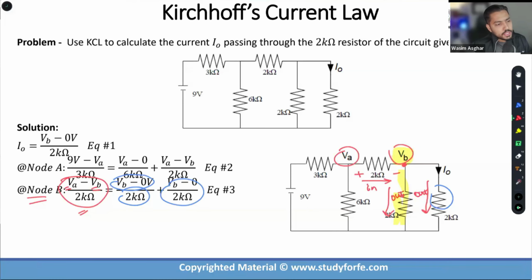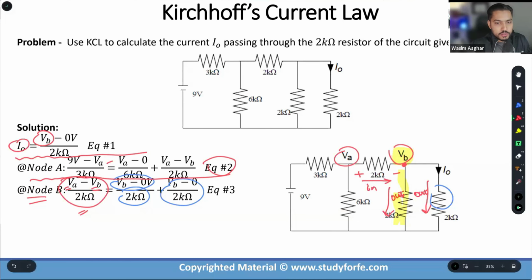Now, when we look at the number of equations that we have and the number of unknowns. If we just stopped at equation number 1, we had 2 unknowns and 1 equation. It didn't cut it for us, right? Then we wrote the equation at node A. We ended up with 1 more equation, and 1 more unknown.